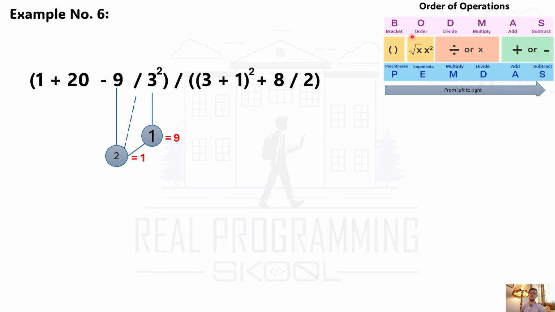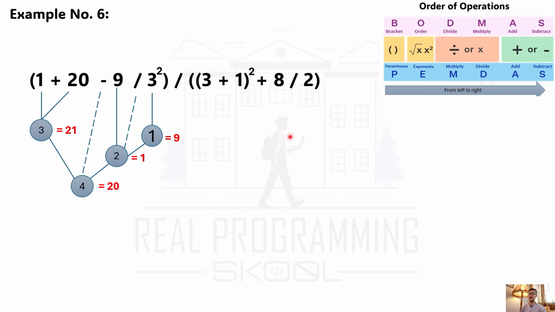Because the order of operations goes from left to right, we'll start with the plus. It's on the left of the minus, so we will start with the plus. 1 plus 20 gives me 21. Now we go to the minus, taking the result of 1 plus 20, which is 21. 21 minus 1 gives me 20. So the first bracket's result is 20.